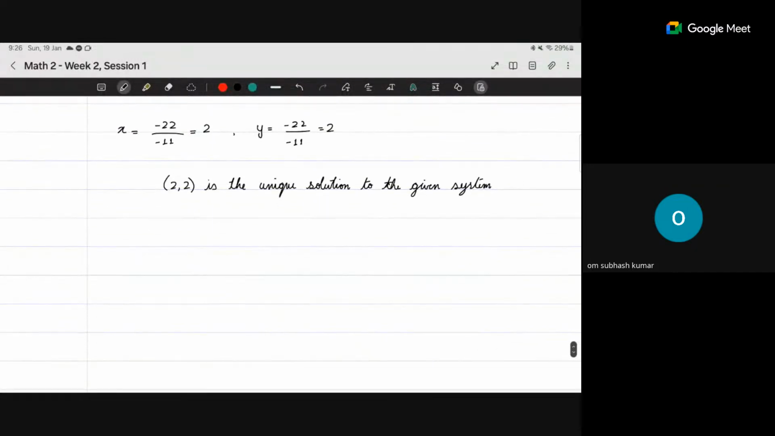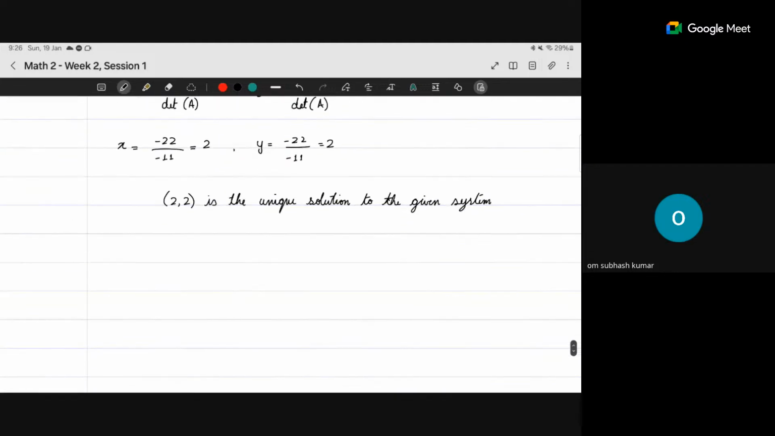I'm not going to do a 3 cross 3 example unless someone explicitly wants it. Does anyone want an explicit example of a 3 cross 3 matrix? No, sir, it is fine.